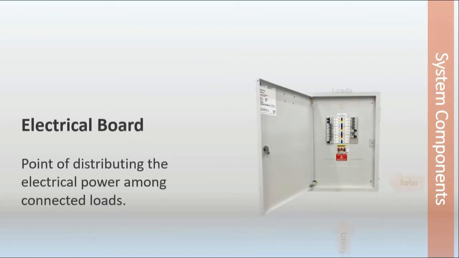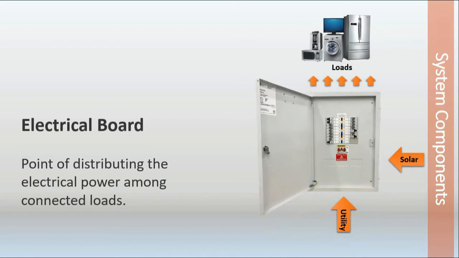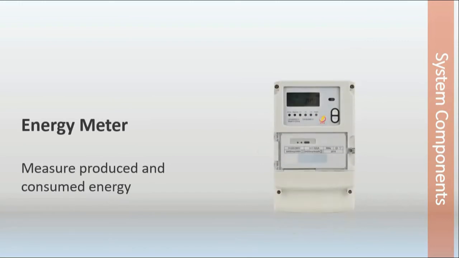The electrical board, we use it to distribute the generated energy to our loads or home appliances. A solar PV system is connected in parallel with the utility, so that in the absence of solar energy we can get energy from the utility in the case of a grid-connected PV system. The energy meter, we use it to measure the energy produced from the solar PV system or the energy consumed from the grid.